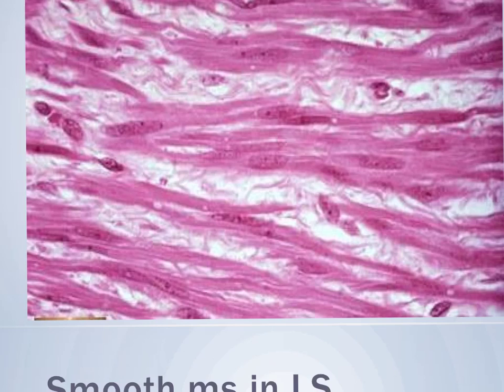Here is a picture for a longitudinal section in the smooth muscle. Because we have both longitudinal and transverse, in the exam you should specify whether the section is longitudinal like this or transverse. So this is a longitudinal section. Why? Because the fibers appear spindle in shape, and the nucleus here is a single oval nucleus. Once it is oval in shape, it is also a longitudinal section.